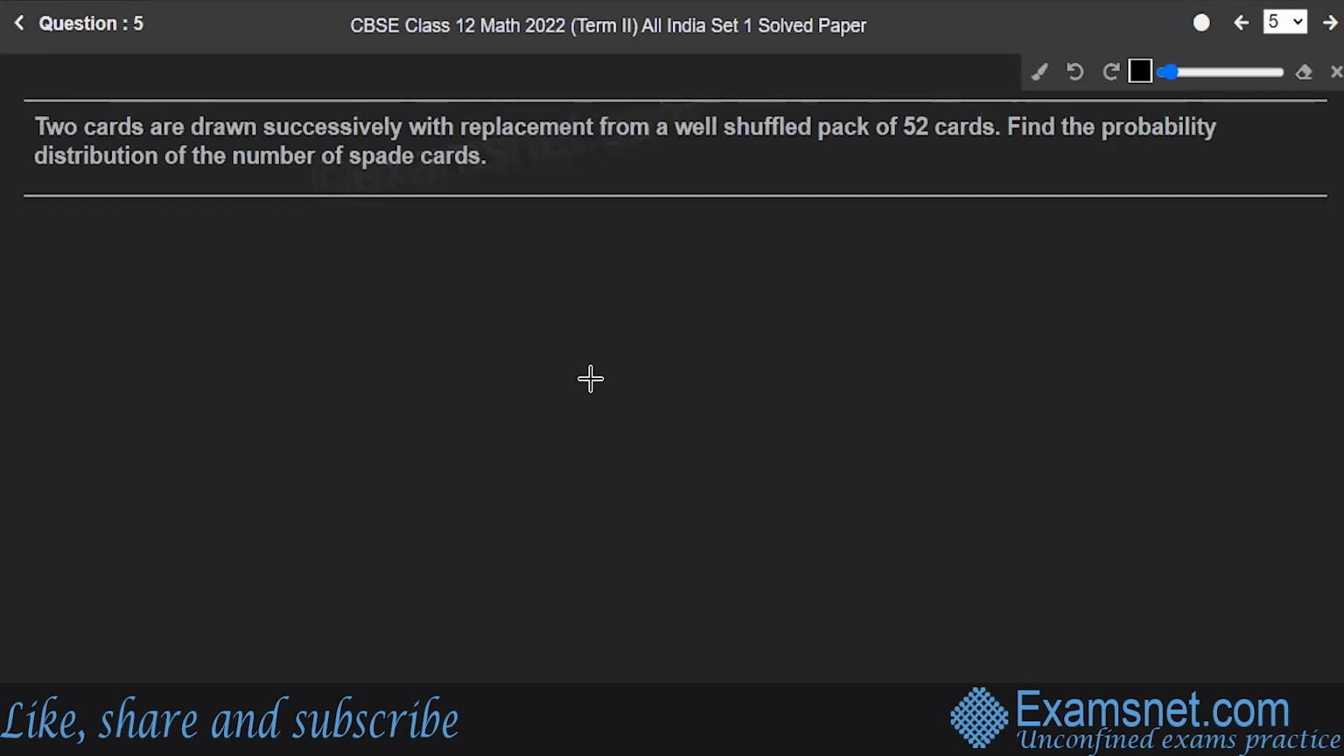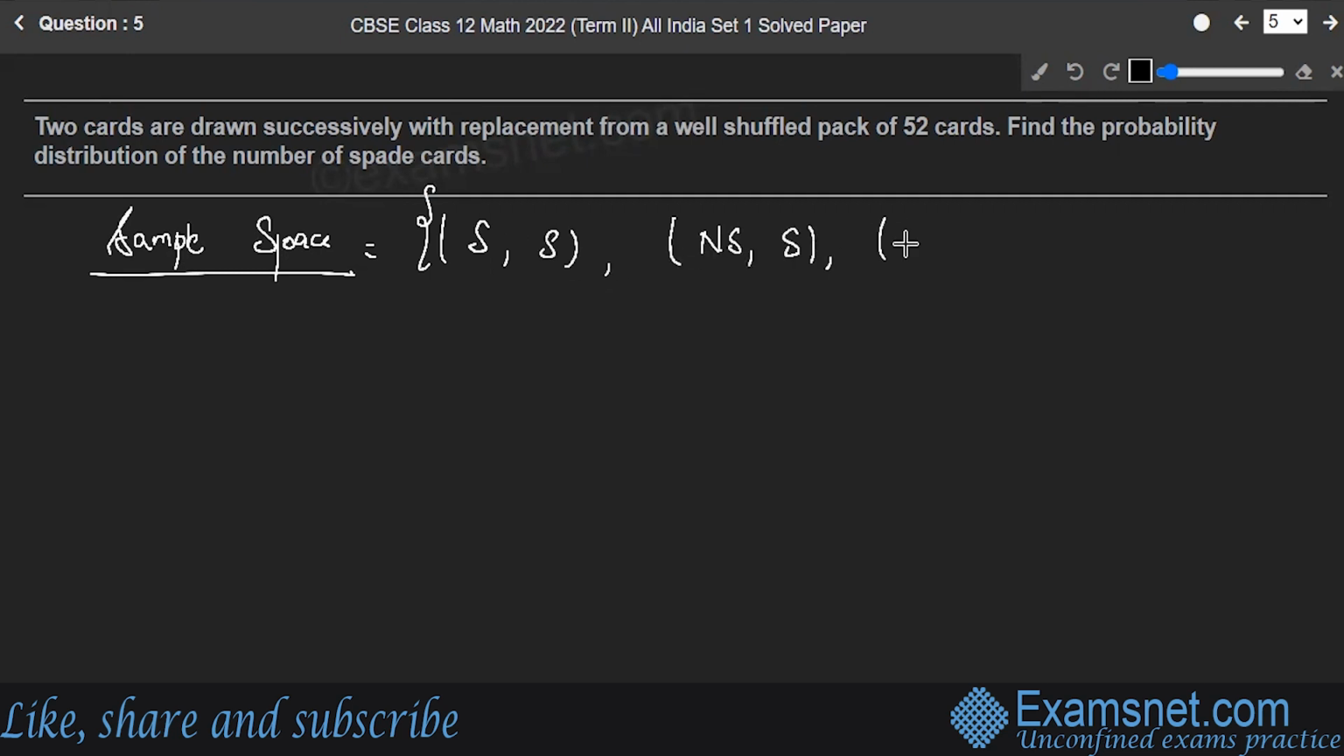Question number 5. Two cards are drawn successively with replacement from a well-shuffled pack of 52 cards. You have to find the probability distribution of the number of spade cards. If we talk about the sample space of this problem, sample space will be given by either both cards are spade, the first one is non-spade and the second one is spade, the first one is spade and the second one is non-spade, or both are non-spade cards.